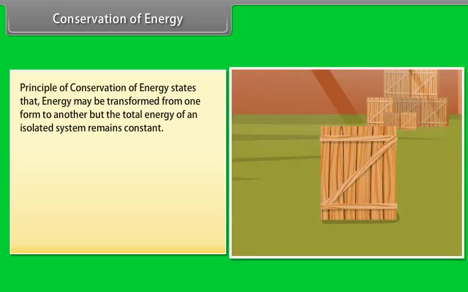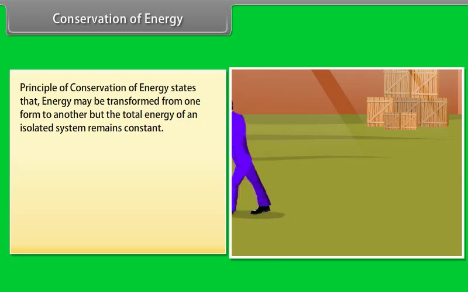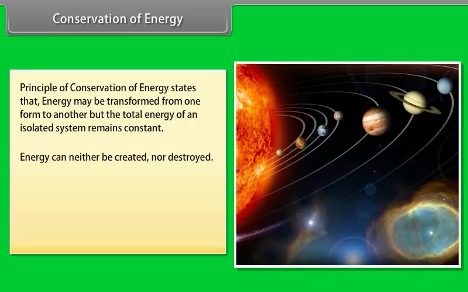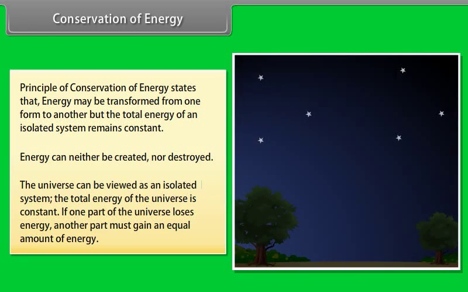Conservation of energy. The principle of conservation of energy states that energy may be transformed from one form to another, but the total energy of an isolated system remains constant. Energy can neither be created nor be destroyed. The universe can be viewed as an isolated system. The total energy of the universe is constant. If one part of the universe loses energy, another part must gain an equal amount of energy.